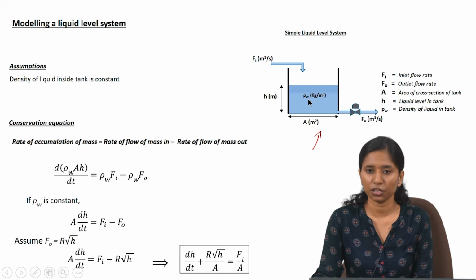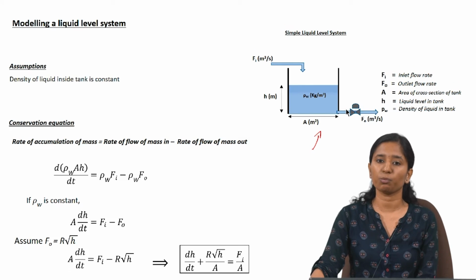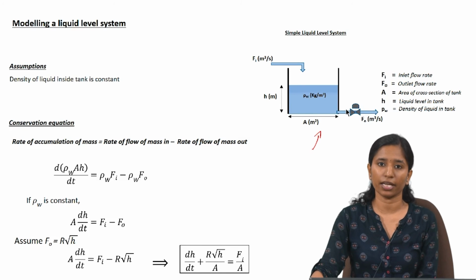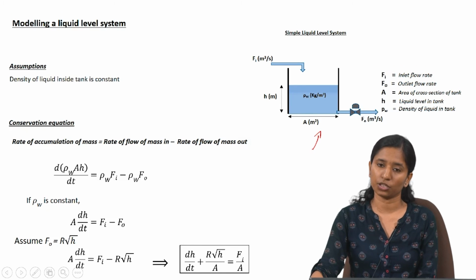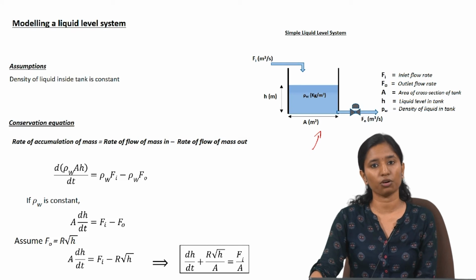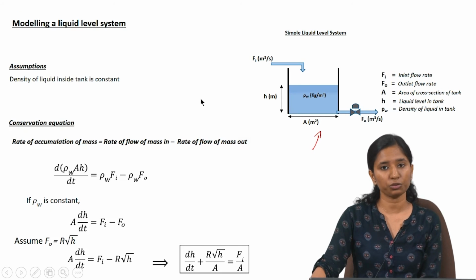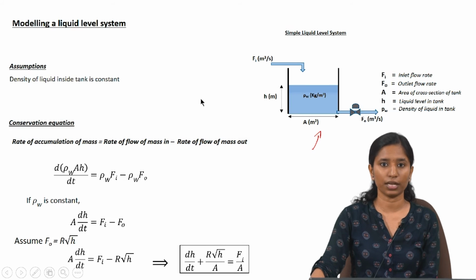The density of the liquid in the tank is rho W, and the outflow from this tank has a flow rate F0 meter cube per second. The cross section area of this tank is denoted by A. In this liquid level system, we have placed a resistance at the outflow of the tank. This resistance is a control valve in this particular case. So, let us see how to develop a model for this liquid level system.